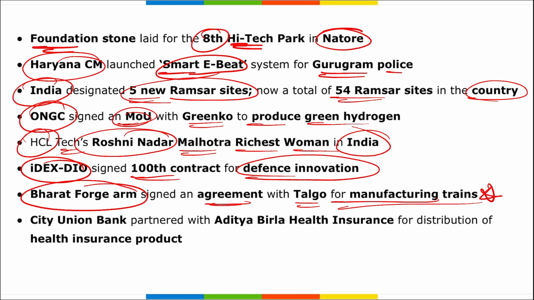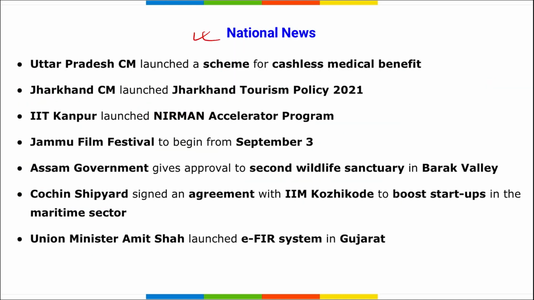Then City Union Bank has partnered with Aditya Birla Health Insurance for distribution of health insurance products. Next is national news. Uttar Pradesh Chief Minister has launched a scheme for cashless medical benefit. Jharkhand's Chief Minister launched the Jharkhand Tourism Policy of 2021.